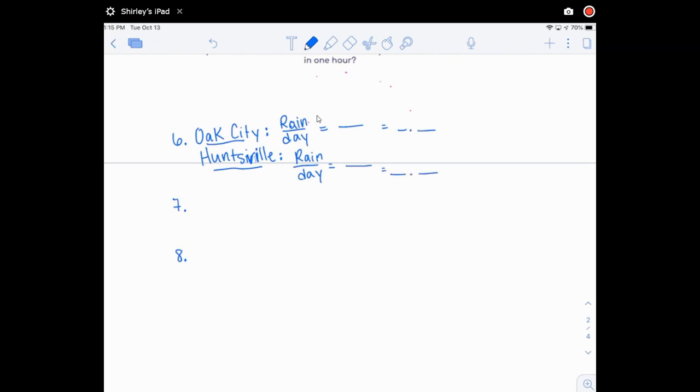Okay, so you're going to fill in those blanks, find your decimals, and then which one had more rain per day, you're going to circle. So whichever decimal was bigger.